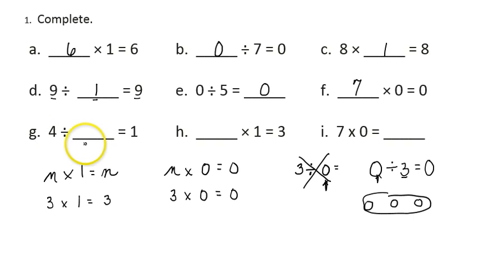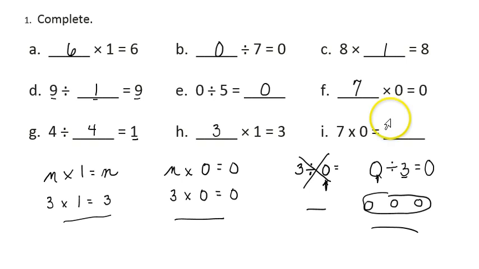Here I have 4. I divided into a certain number of groups, and I have 1 in each group. That means that I took that 4, divided it into 4 groups, and now I have 1 in each group. Some number times 1 equals 3. That would be 3. 3 times 1 equals 3. And finally, 7 times 0 equals 0. So it's good to remember these rules as we continue our way through multiplication and division.